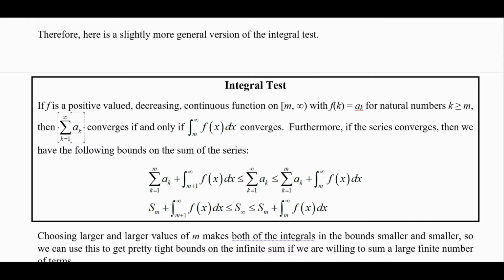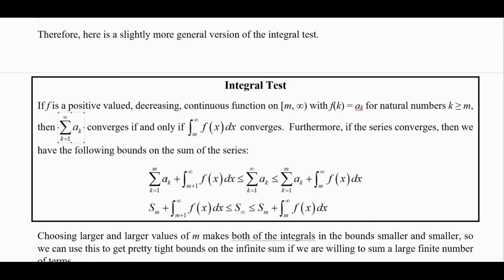Furthermore, if the series converges, then we have the following bounds on the sum of the series. The series is here in the middle, the sum from k equals 1 to infinity of a sub k. It has to be bigger than the sum of the first m terms, k equals 1 to m, plus the integral from m plus 1 to infinity of f of x dx. And then it's less than the sum from k equals 1 to m of a sub k plus the integral from m to infinity of f of x dx.